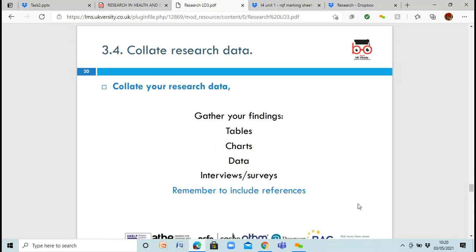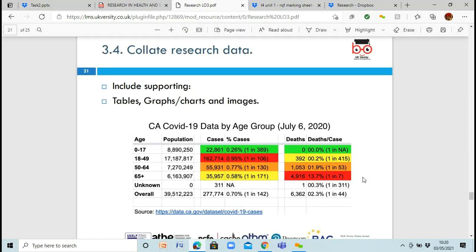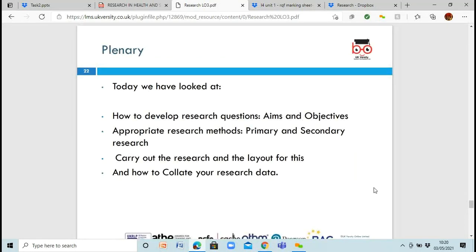And then finally, we're going on to 3.4. This is the most simple one of all. You're just going to collate your research data. So you've got your research, you've put down a literature review. Now you want to support it with some sort of images or some sort of data. So you want a table, a chart, interviews, surveys. I always suggest that you add in some images of graphs or tables. I just did a very quick search on COVID-19 and I found a million different tables and charts and graphs that I could include. So just include some images into it. And that's it. That's learning outcome 3. It's a nice, easy one.